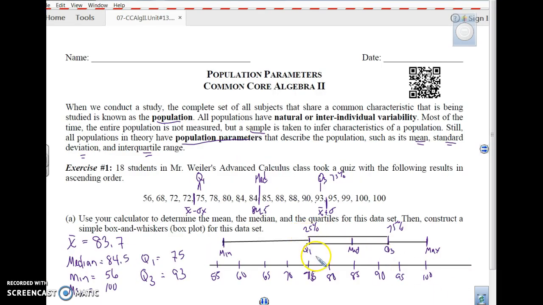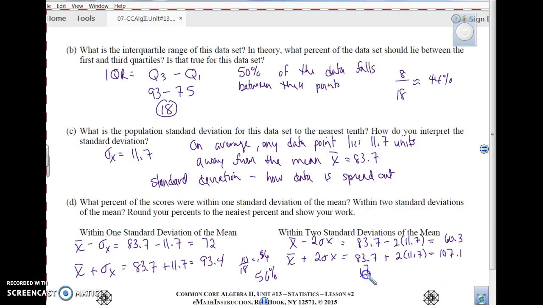All right, so 60.3 is right here. That's the mean minus 2 standard deviations. And then 107 would be up here. That's the mean plus 2 standard deviations. So almost all of them, 17 out of 18 scores fall in that area. So that's actually going to be 0.94, which is approximately 94%. So you want to look at where it falls compared to the mean. The standard deviation tells you about the spread.